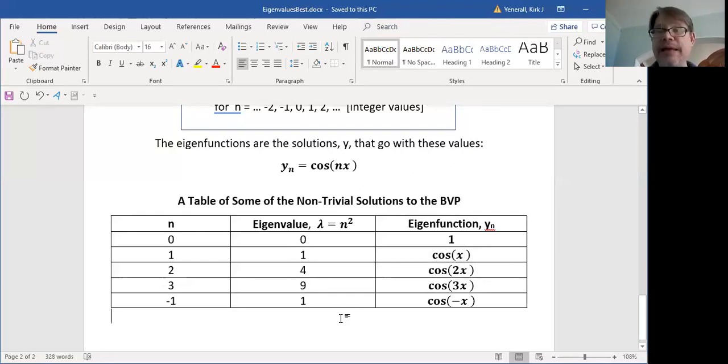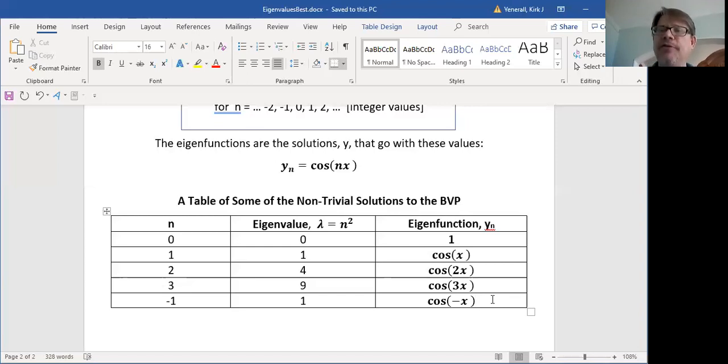Now, there also could be negative values of n. They would produce eigenvalues that would be positively valued, but they would produce eigenfunctions where we would have a negative integer multiple of x as well. So if n is -1, we have an eigenvalue of 1 and an eigenfunction of the cosine of -x. So those are some of the possible eigenfunctions. There's infinitely many of them. Just keep making your integers larger and larger or smaller and smaller, and we've got an infinite set of eigenfunctions and corresponding eigenvalues.